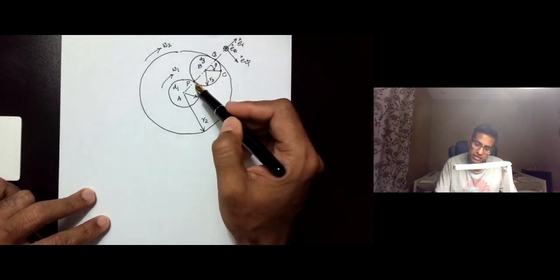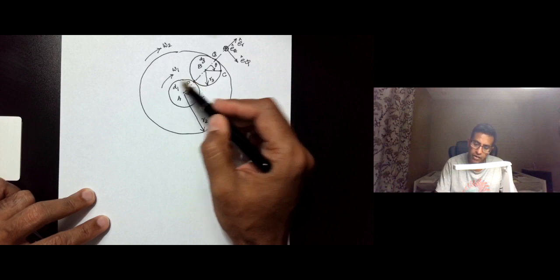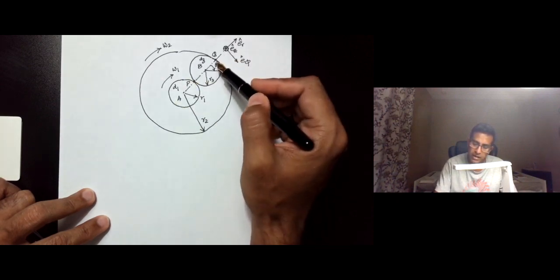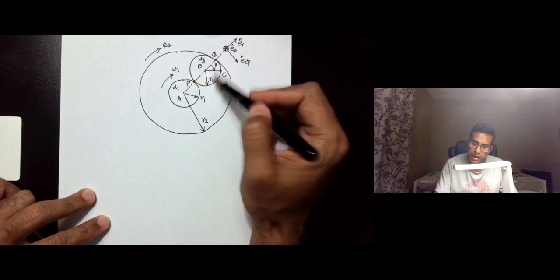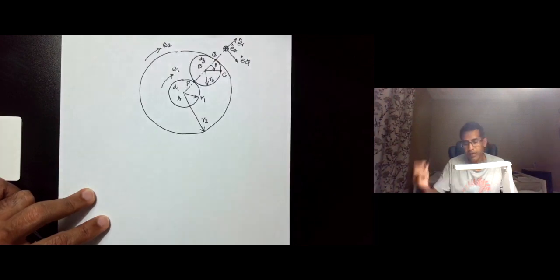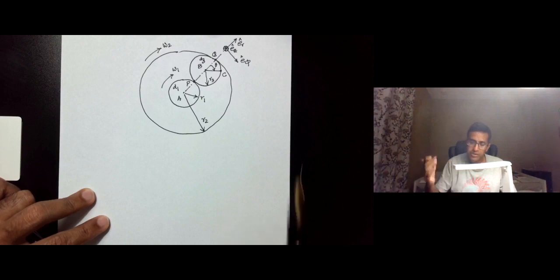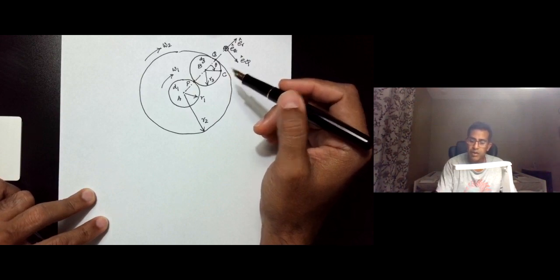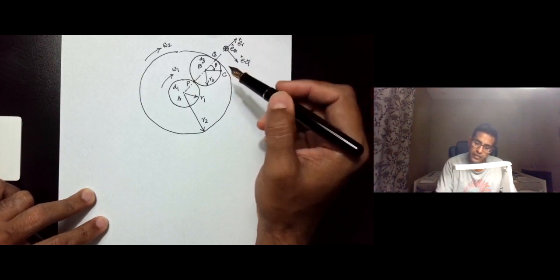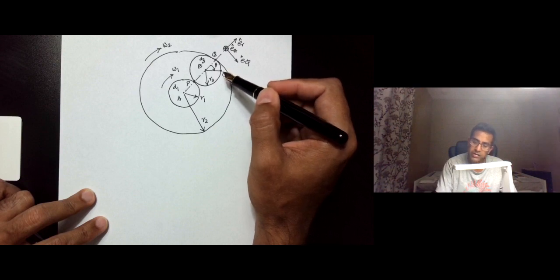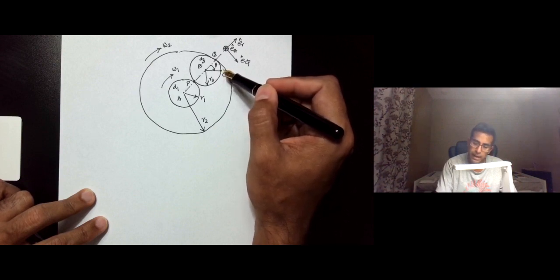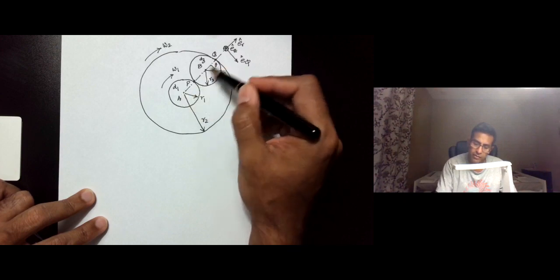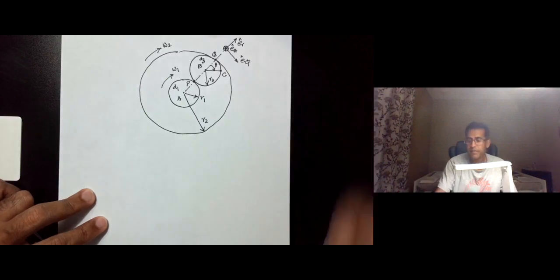At a given instant, we note that the point of contact between the sun and the planetary gear is P, and the point of contact between the planetary gear and the ring gear is at Q. The gears are obviously meshed, and so you can consider that these are disks that are rolling without slipping on each other. And we want to determine the velocity of a point C, which at a given instant is at an angle theta from the line AB.